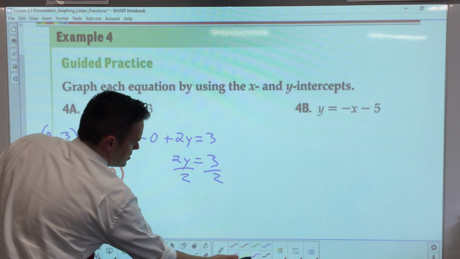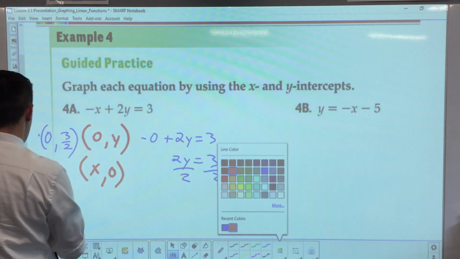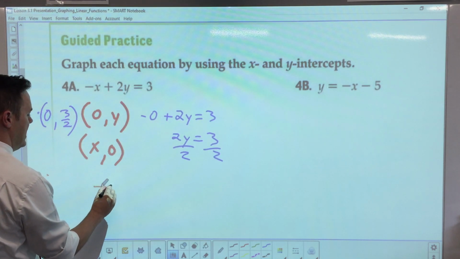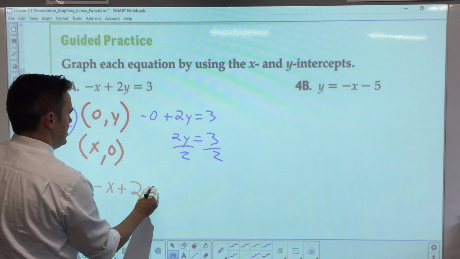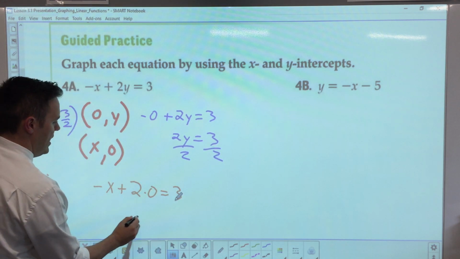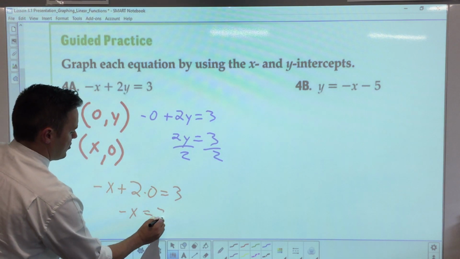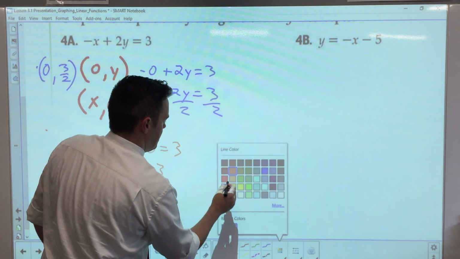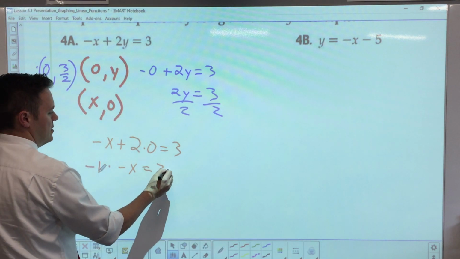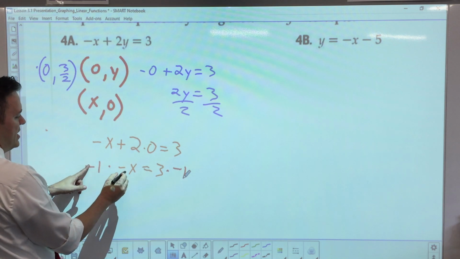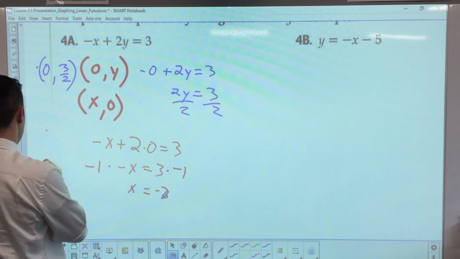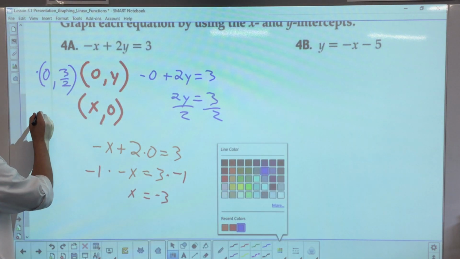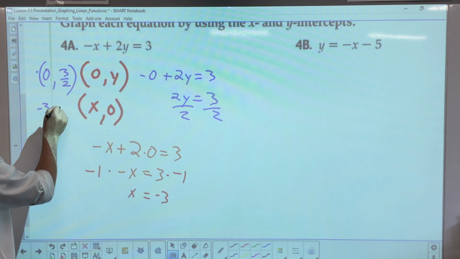All right, the next point, let's change colors to orange. For the next point, we're going to plug a 0 in for y. So it's going to be -x plus 2 times 0 equals 3. So you have -x equals 3. Remember, we can't leave that negative variable there. So let's multiply it by -1. The negatives cancel out. X equals -3. So your other point is going to be -3, 0.